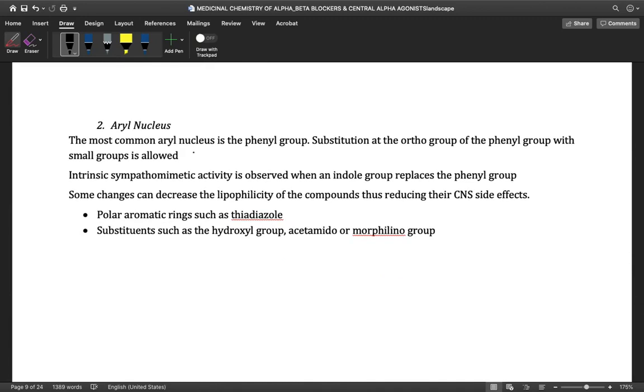Obviously, the most common aryl group is the phenyl group. There's a phenyl group. And on that phenyl group, substitution at the ortho position of the phenyl with a small group is allowed. Okay, so you have substitution at the ortho position, and that's allowed. When you have an indole group that replaces the phenyl group, you have intrinsic sympathomimetic activity.